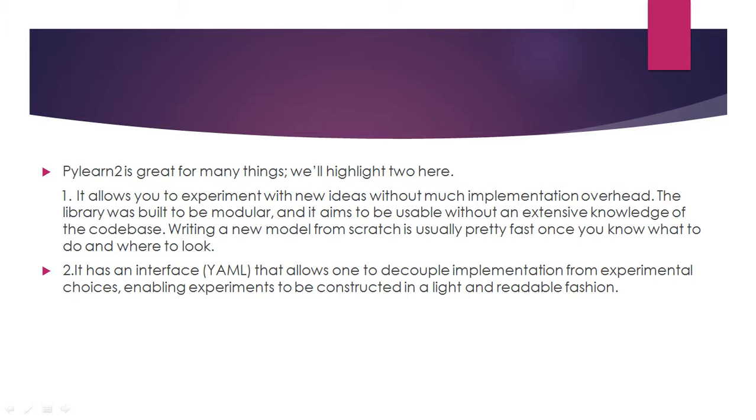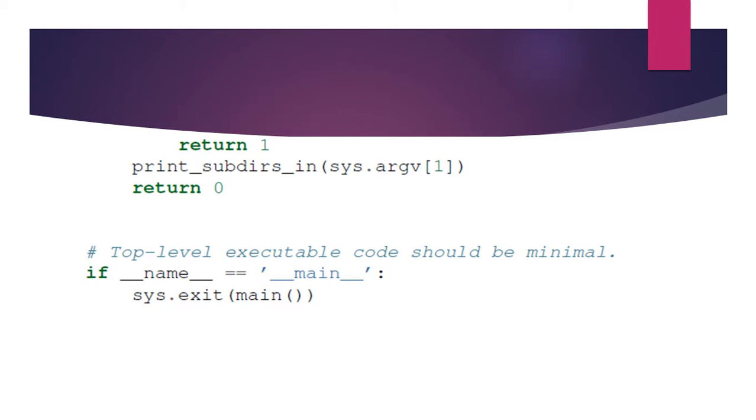The second thing is that it has a YAML interface that allows you to decouple the implementation from the experimental choices. Decoupling the implementation means there is an interfacing .yml file that tells which choices we have for the experiment, enabling experiments to be constructed in a lightweight, readable fashion. Then the top-level execution calls the main function.